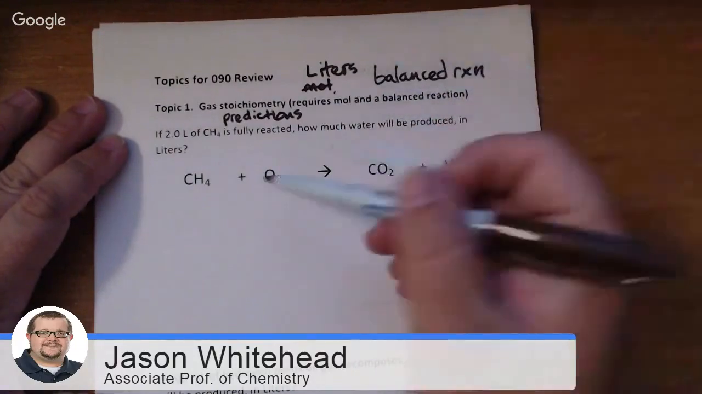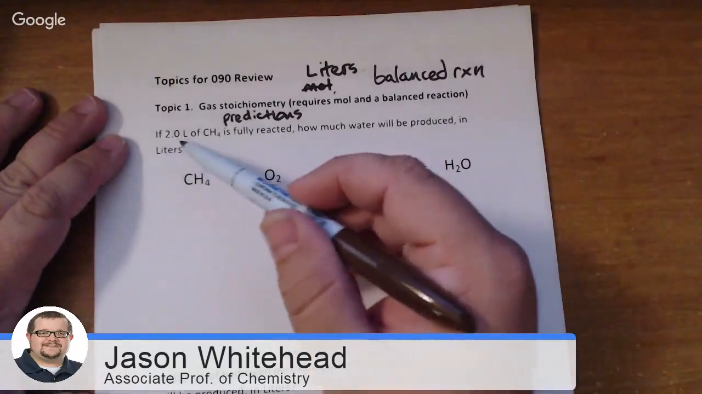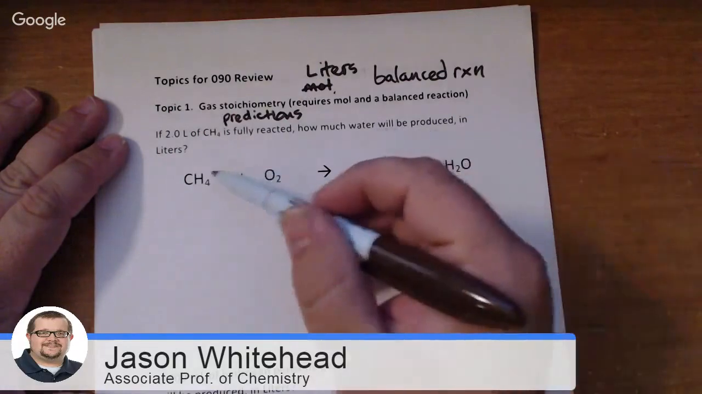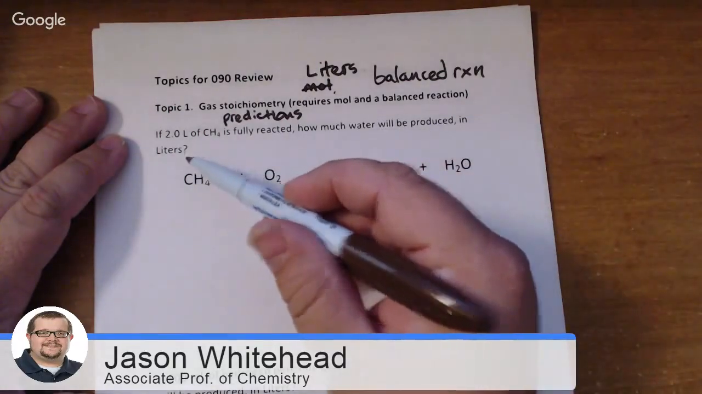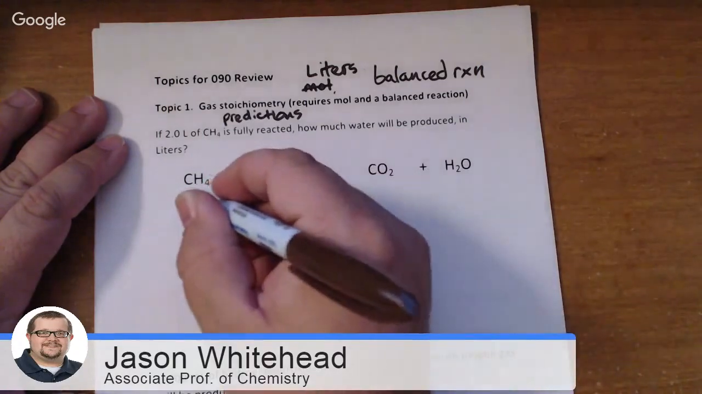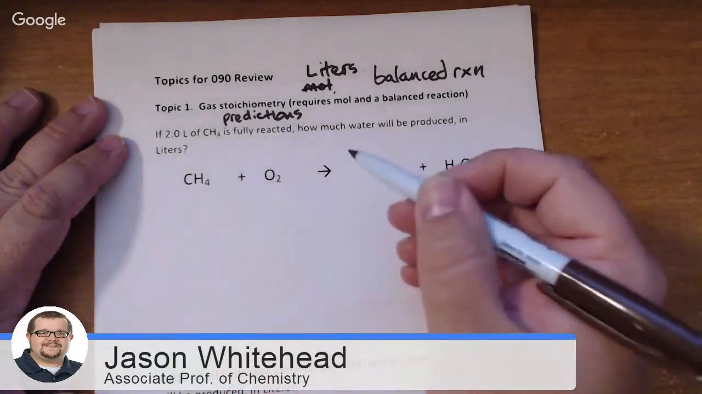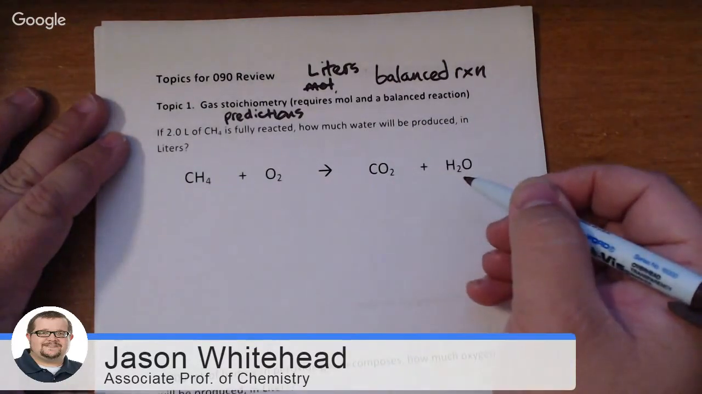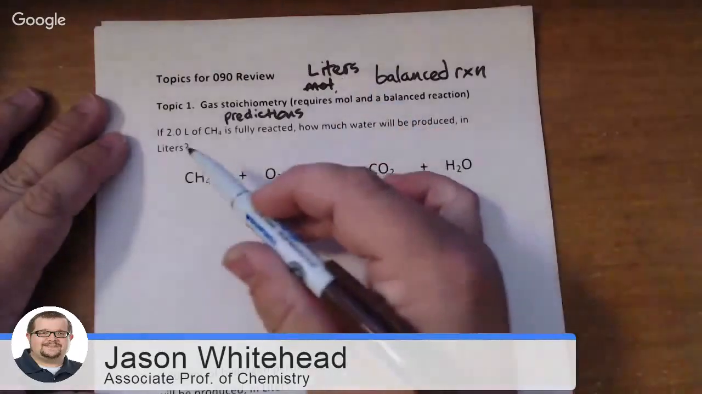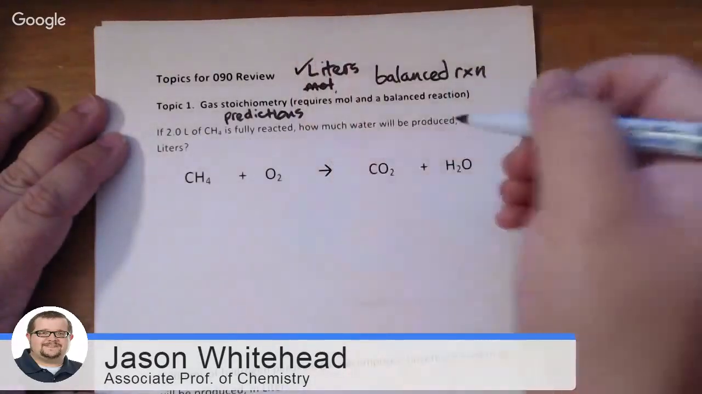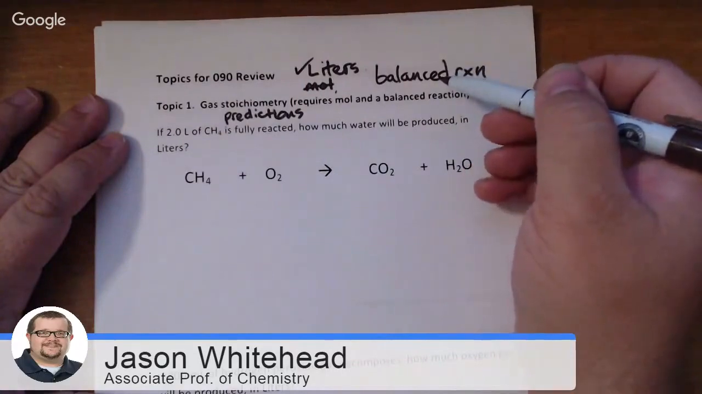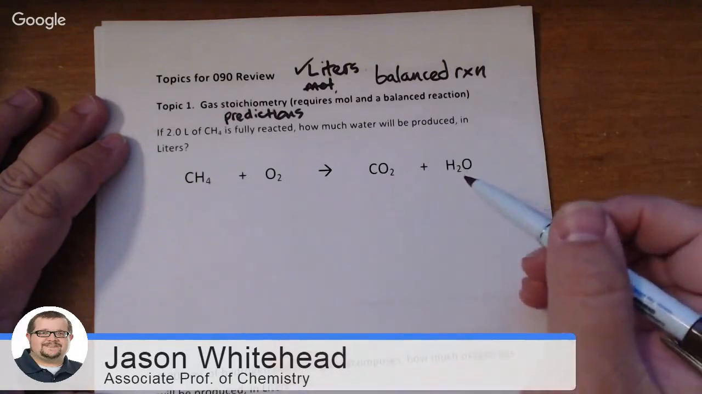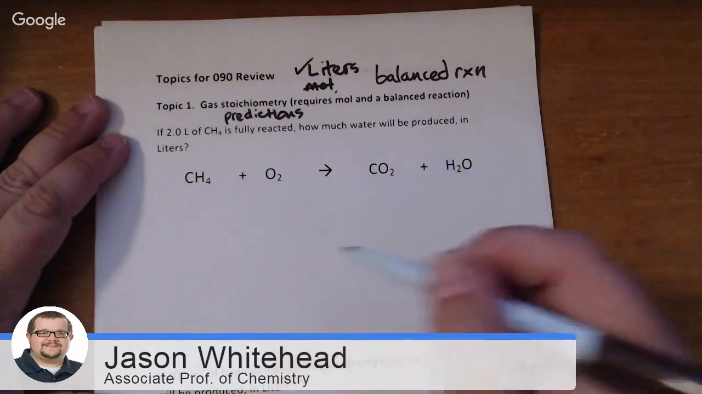So gas stoichiometry is all about predicting what do I have, what do I need, or what am I going to make. This sample problem says if 2 liters of CH4 is fully reacted, how much water will be produced in liters? So I'm starting with the CH4, and it's asking about water, H2O, in liters. It gives me liters to start with, so I can check that off. The other half of what I need is a balanced reaction. Just looking at this, I've got 4 H's on the left, but I've only got 2 on the right. So this has not been balanced yet.